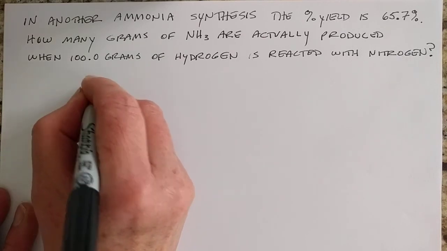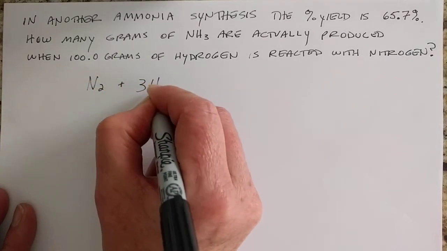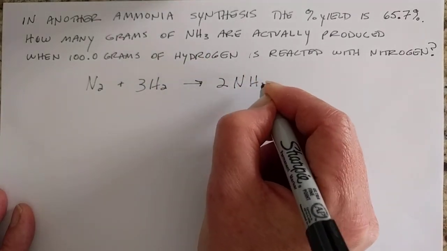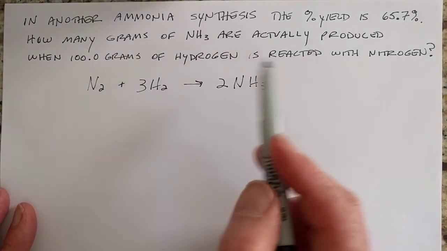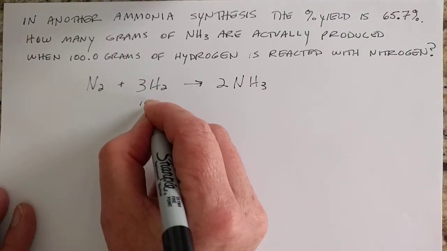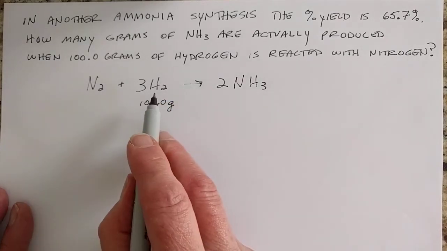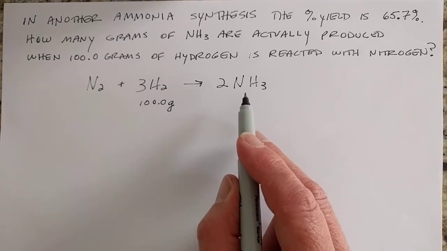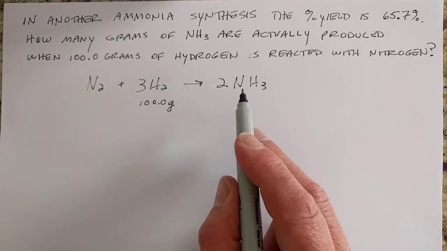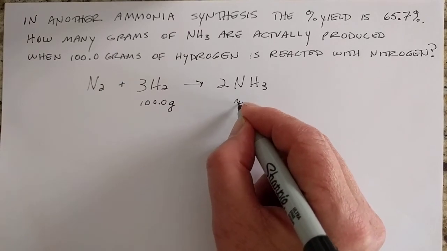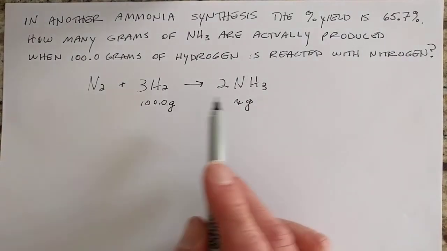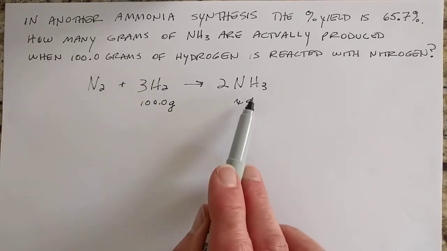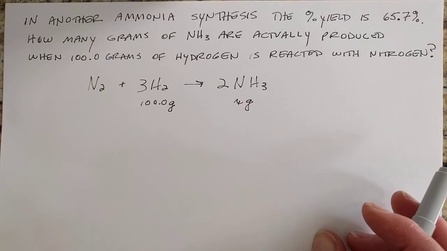So that was N2 plus 3H2 yields 2NH3. So now we have 100.0 grams of hydrogen. And we need to get our theoretical yield before we can do our percent yield calculation. So we're going to look for the grams of ammonia that we get if everything was perfect and every little bit of those 100 grams of hydrogen went into making the ammonia.